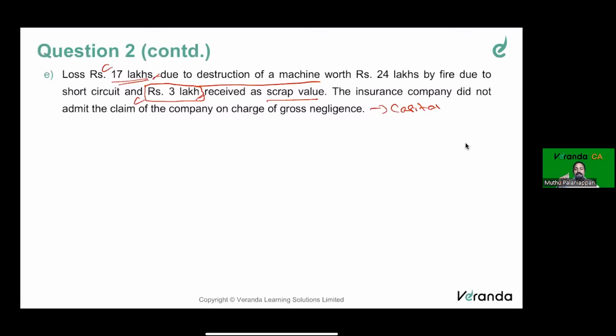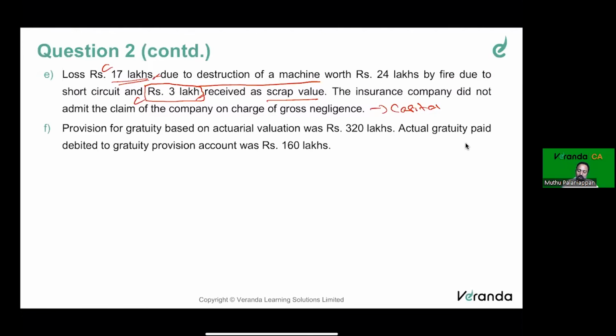So the loss or profit is treated only in these 2 circumstances. In this case, it should technically have been adjusted to the WDV of the depreciation of that particular machinery. But the question is not very clear whether it has actually been done or not. As far as book adjustment is concerned, 17 lakhs has been treated as a revenue loss and 3 lakhs has been treated as revenue income. So this has to be adjusted in our computation on a normal basis.